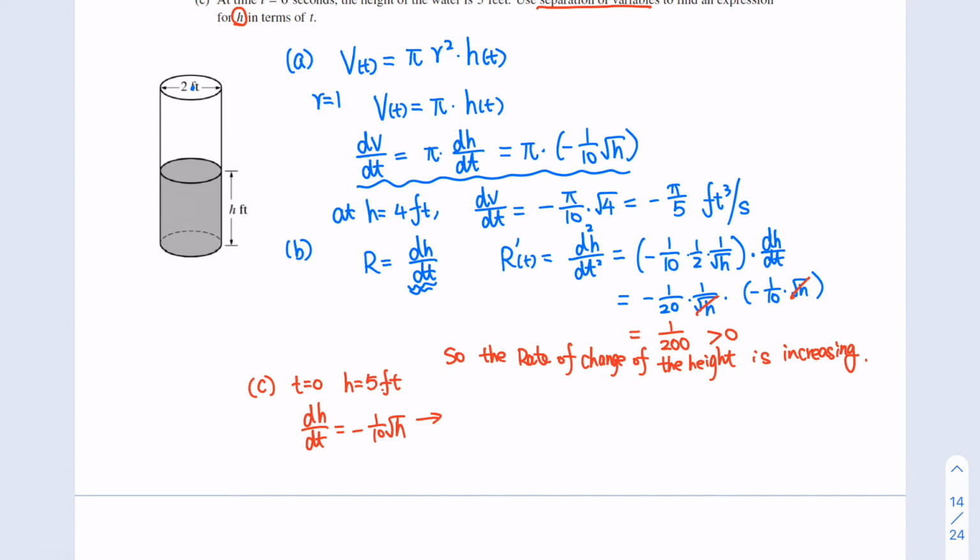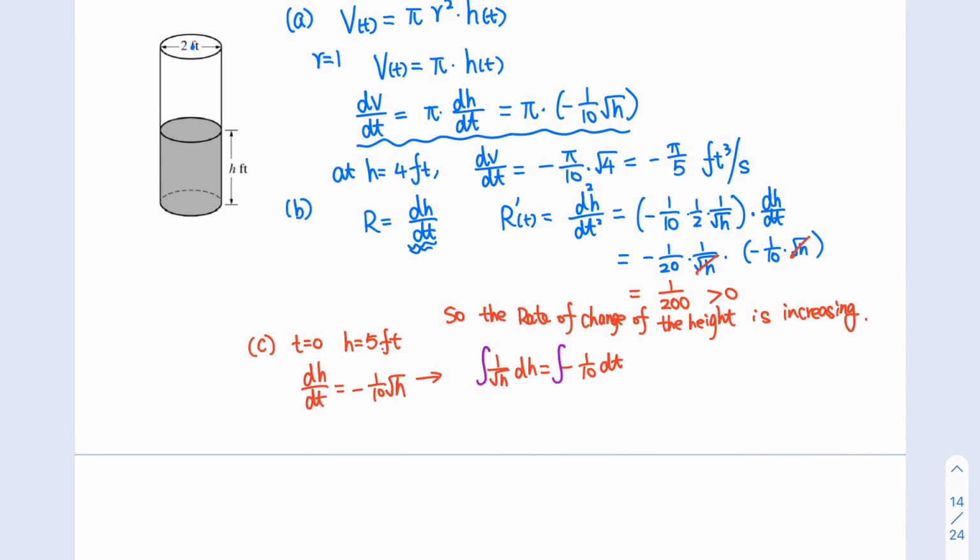For separation of variables, we move everything with h to one side and everything with t to the other side. Next, we take the antiderivative on both sides. On the left side, we'll have 2 square root of h. And on the right side, we'll have negative 1 over 10 times t, plus the constant c. Be very, very careful. Don't forget a constant there.